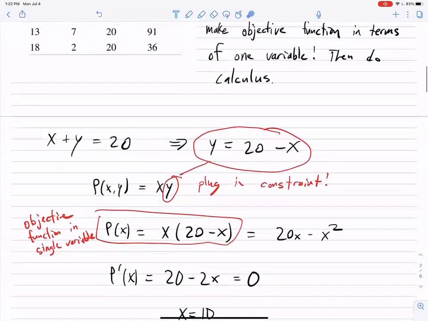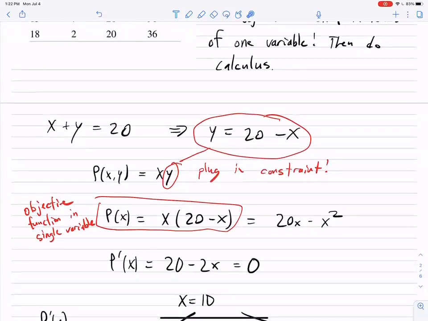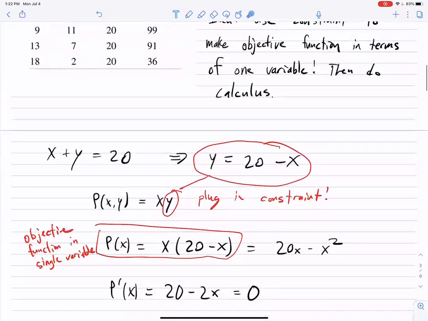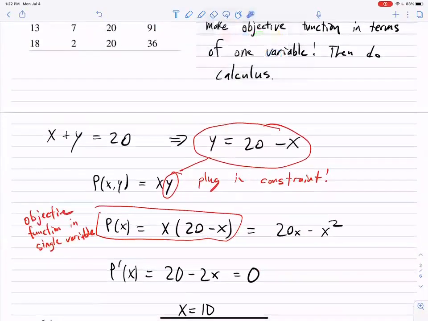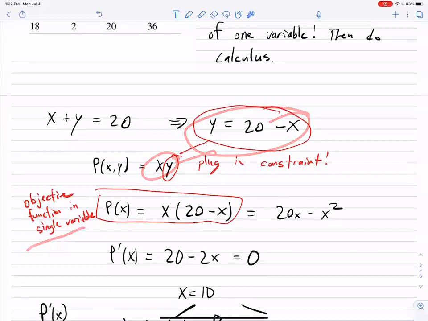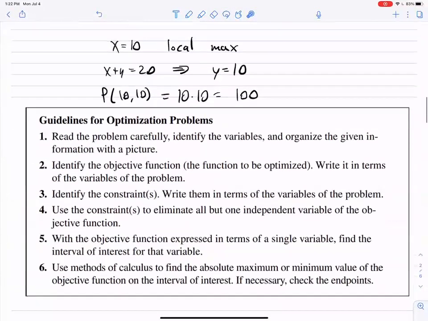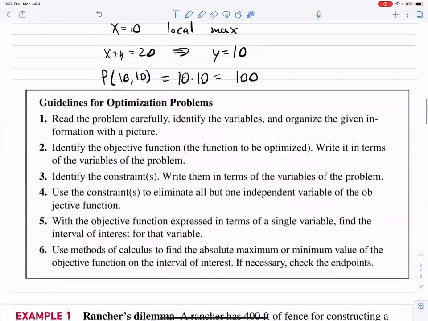An optimization problem is really just a max min problem where you have a constraint function and an objective function, and you plug in the constraint function into your objective function to get your objective function in a single variable. And so this is what these guidelines say. I won't go over them, but that's the idea.